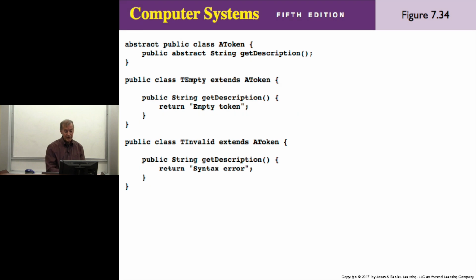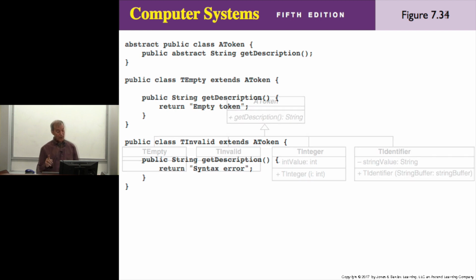So now let's do a code walkthrough. In Figure 7.34, notice that we have abstract public class a token, and then public abstract string get description. Those three lines right there are in a separate file. That's what I just showed you. Even though they're all on the same slide here, each one of these is in a separate file. Is everybody clear? In Java, the way you specify an abstract class is with the word abstract. Is everybody clear on what that abstract means?